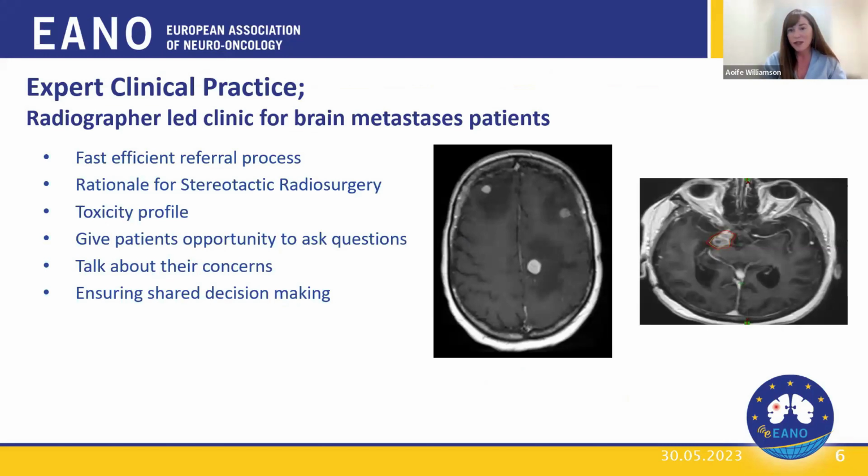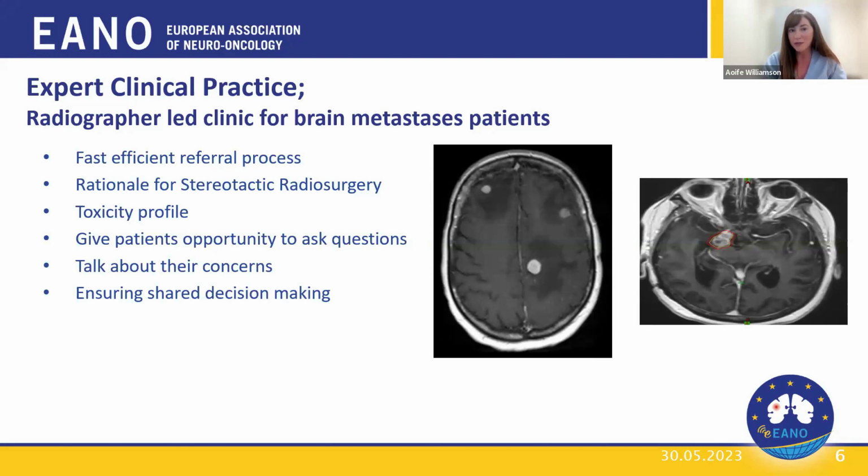Another area of expert clinical practice that I'm involved in is our radiographer-led brain metastasis clinic. Now, this clinic was set up a couple of years ago when I became a consultant radiographer. And really, one of the main aims of this clinic is to ensure a fast, efficient referral process for our patients. We like to deliver radiotherapy to brain metastasis when they're small, and speed is of the essence of seeing our patients in the clinic.